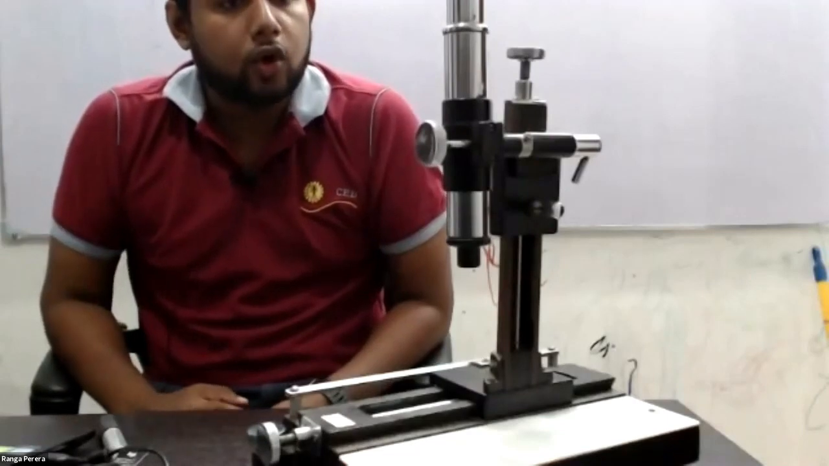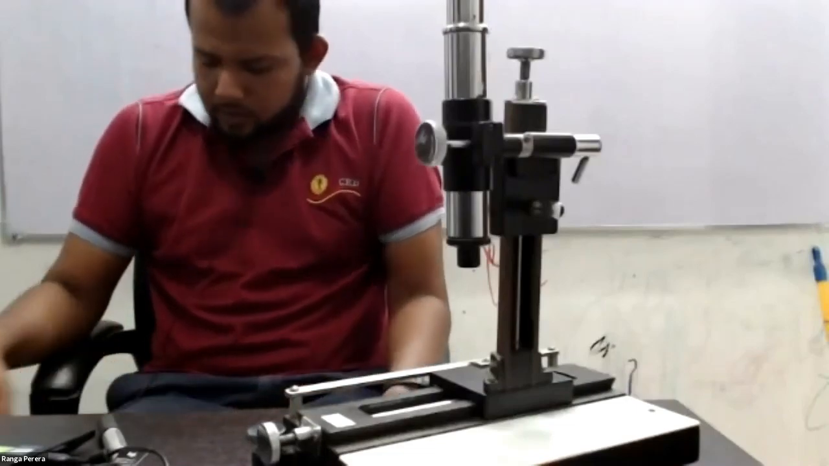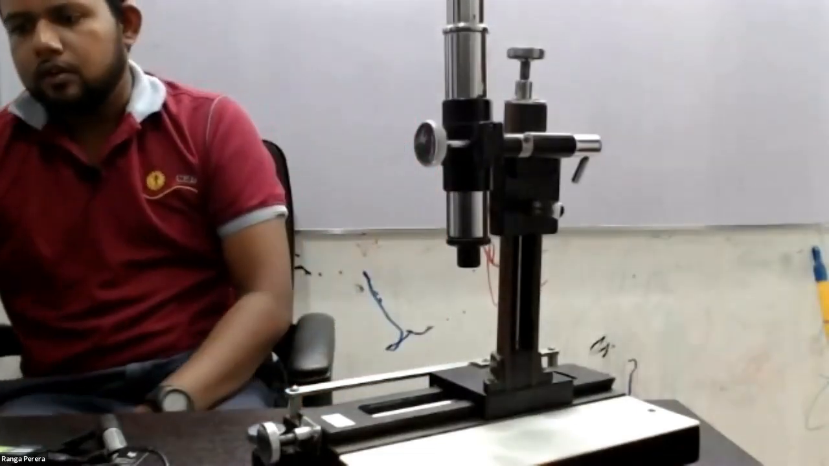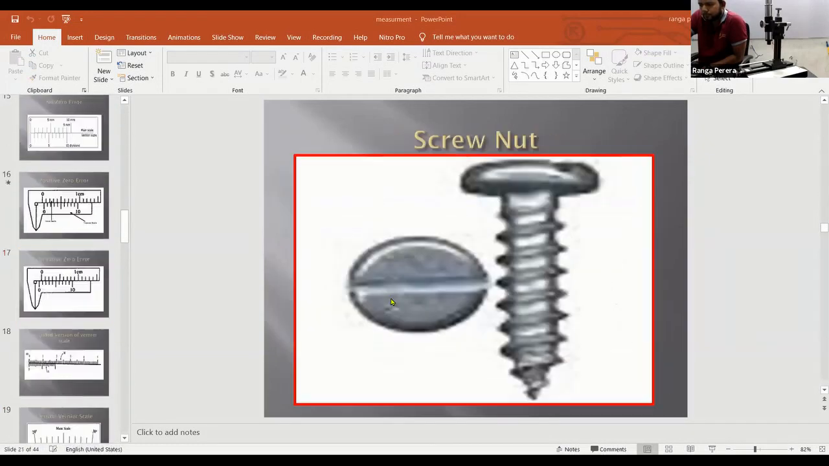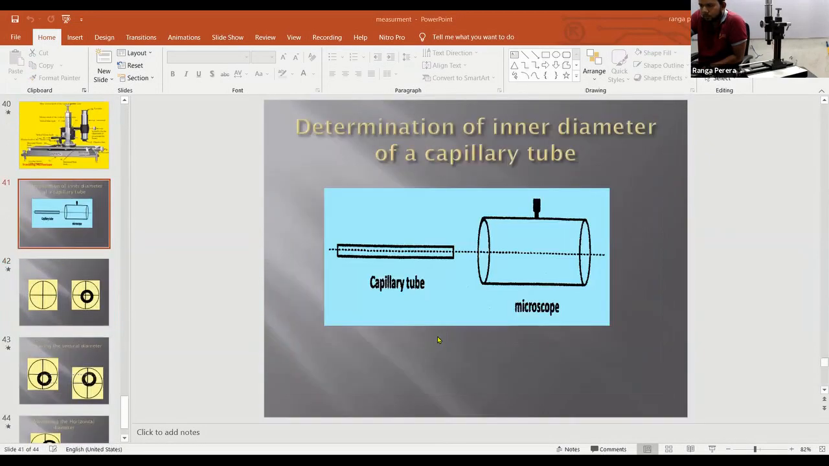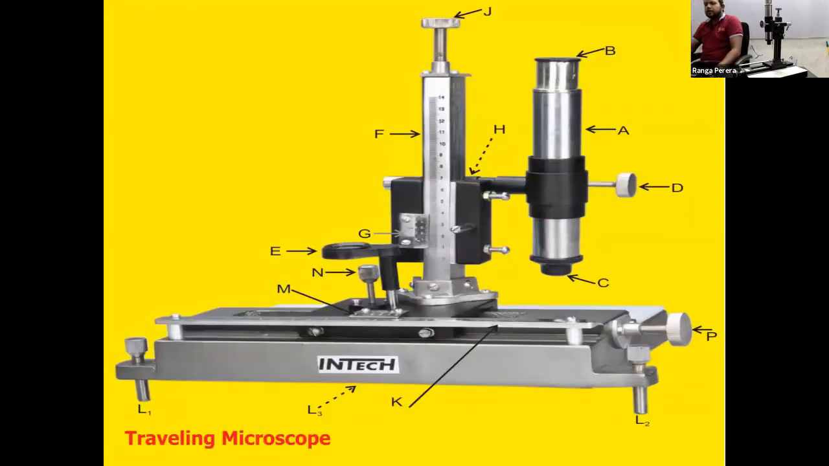Right, okay. It's better to take the notes. We'll take notes first. Write a topic: Traveling microscope. Right. Can you see my screen, every one of you? Is my screen visible to you all?